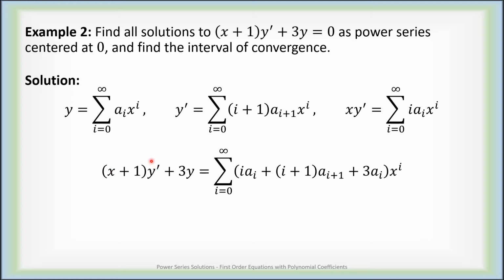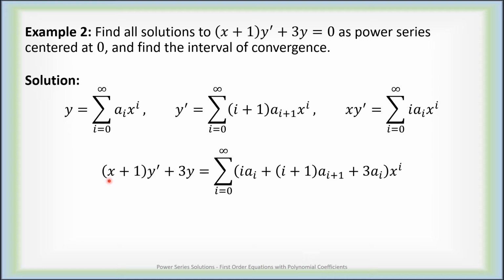xy prime, y prime, 3y. Well, all of those will have an x to the i factored out. Here is what I got from my xy prime. Here is what I got from my y prime. So overall, these two terms account for xy prime plus y prime. And now looking at our original power series for y, if I just have 3y, I end up with a 3a_i x to the i.